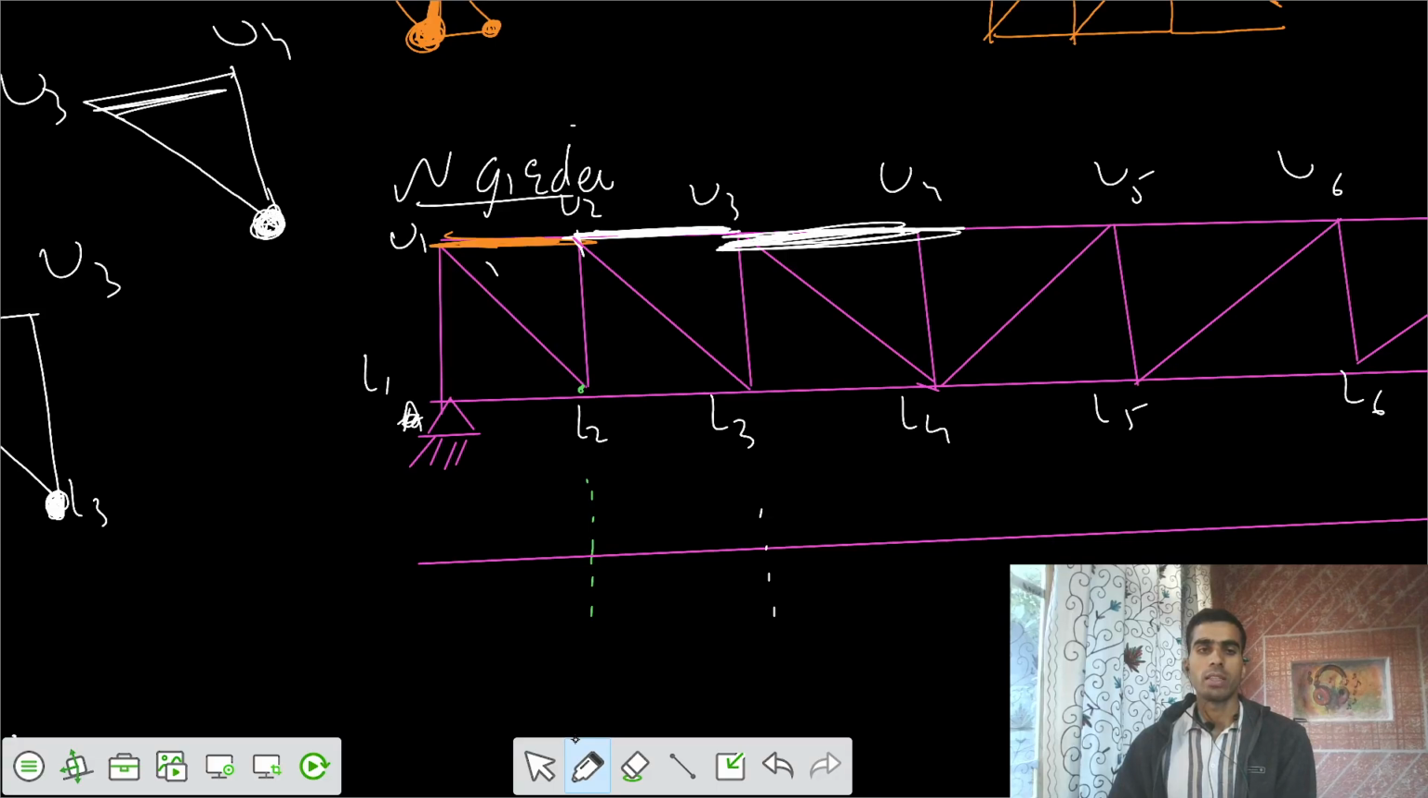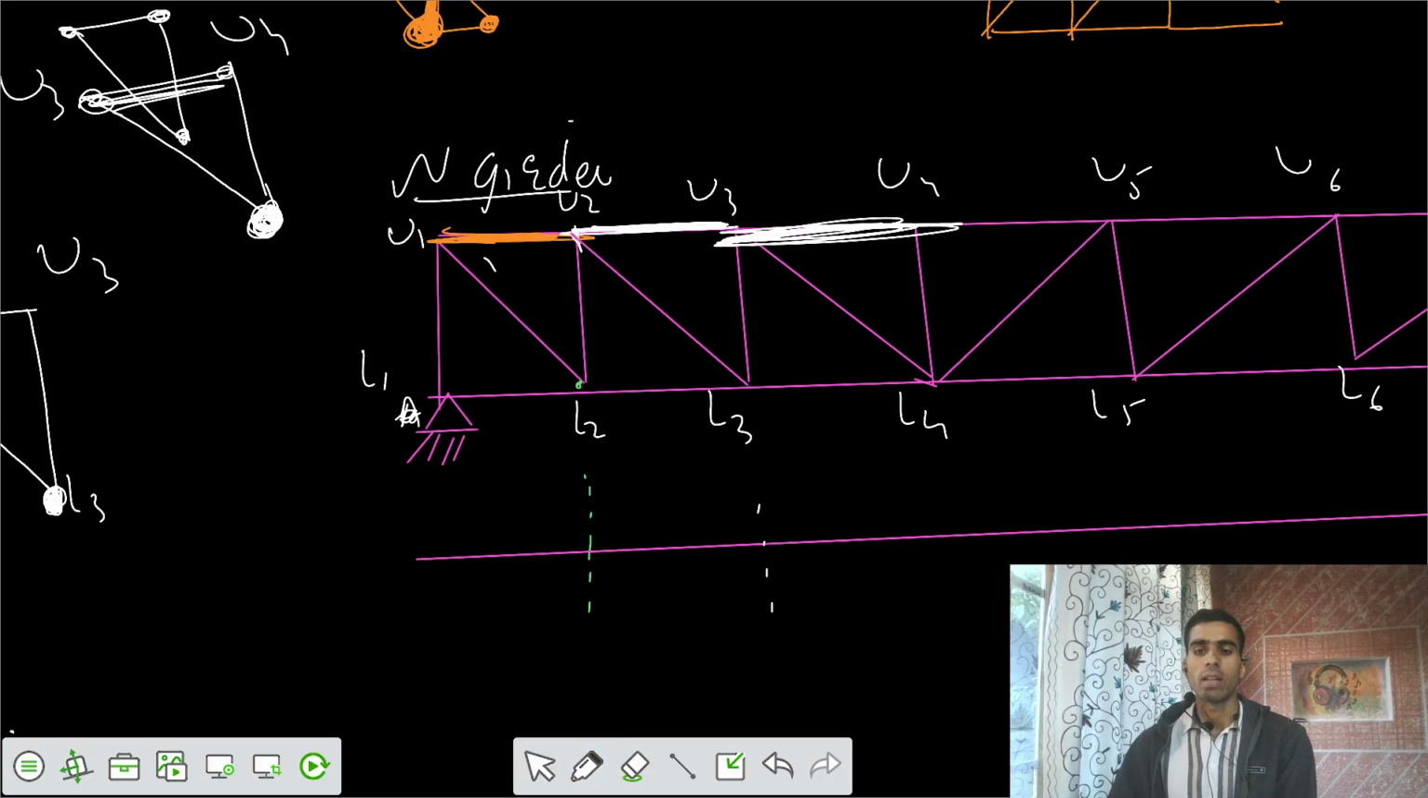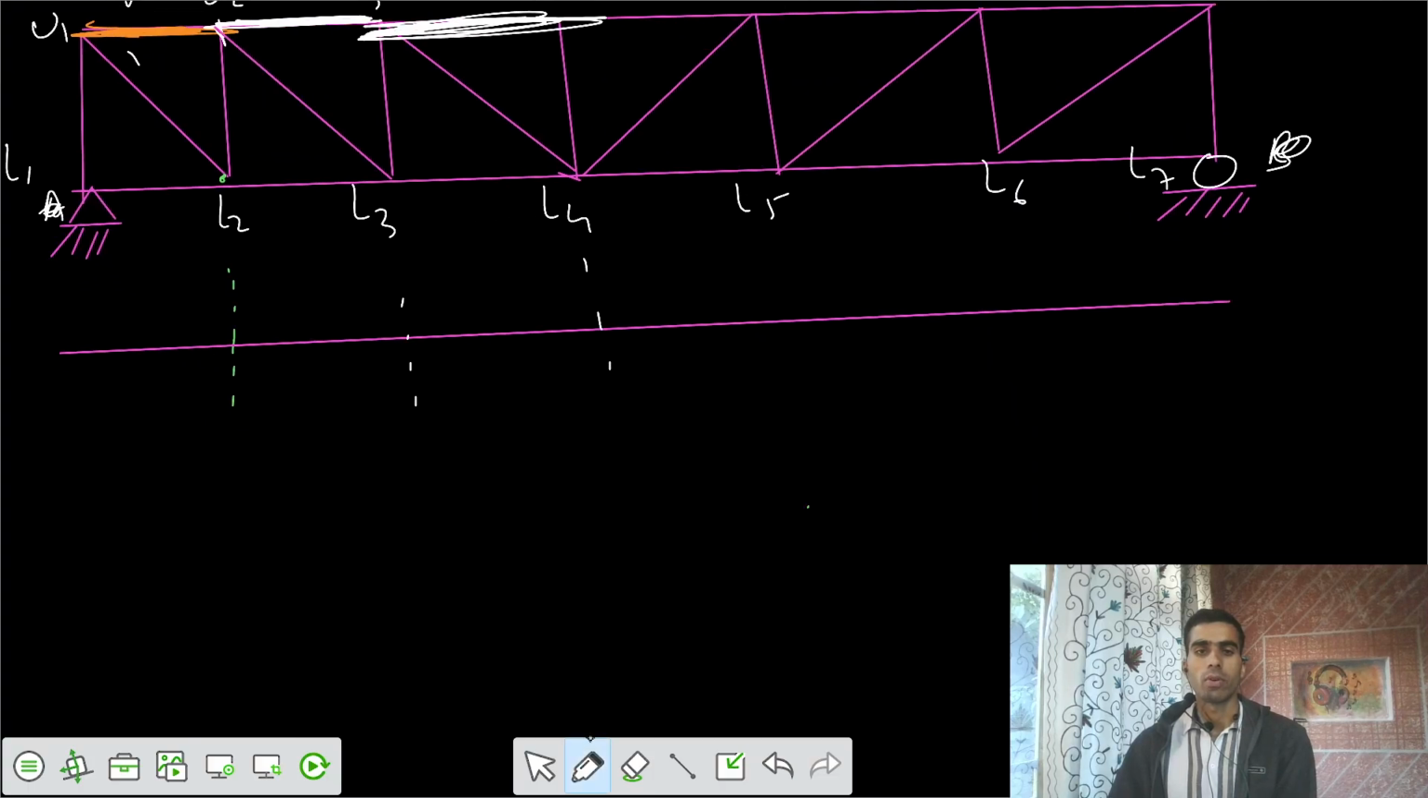Its opposite joint is here. Out of this U3 and U4, its opposite joint in the triangle is at L4. So the peak develops at L4. That means the diagram would be the same negative diagram, with the ordinates of that.